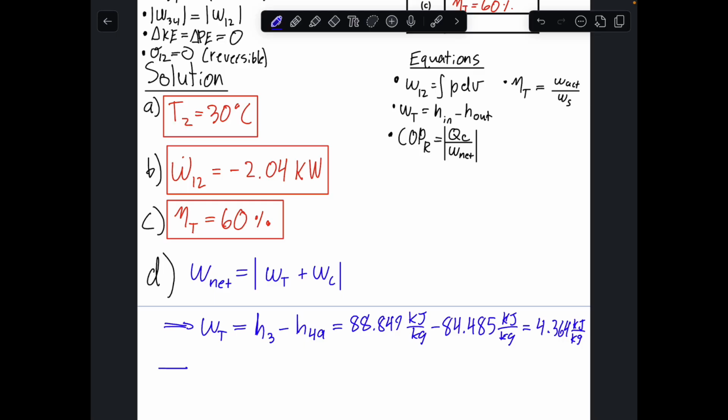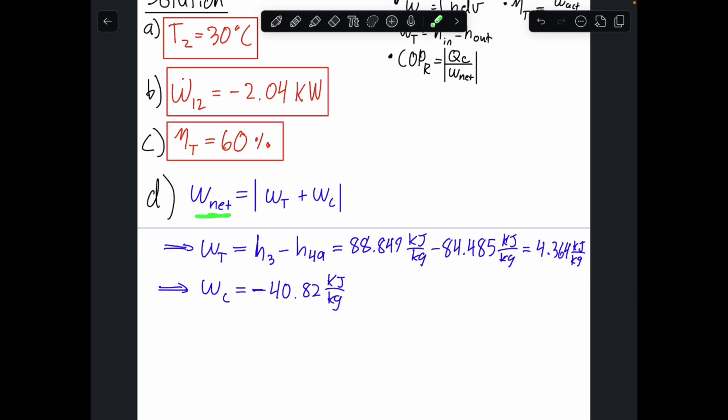The result that we got from that, just look back to part B if you forgot how we got that, but the work from the compressor was equal to a negative 40.82 kilojoules per kilogram. Right, that was the specific work. And so the net work, again, we can evaluate that by just taking the magnitude of these components together.